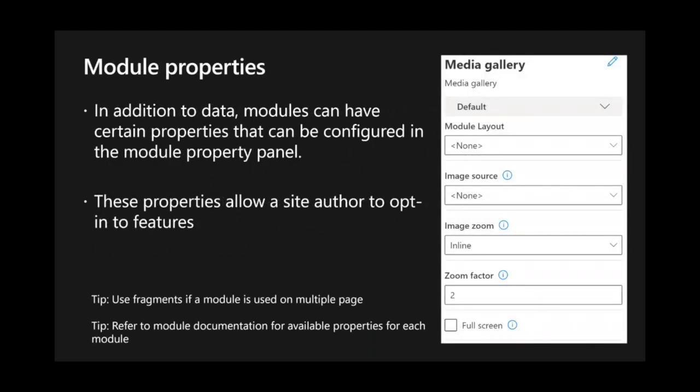Coming back to modules, we talked about the property panel when we talked about how data can be configured in it. In addition to data, modules can also have certain properties that can be configured in the module property panel. These properties allow a site author to opt into features. An example is the image gallery module, where we have image zoom. You can say, I want inline zoom or I want container zoom. You can define the zoom factor: 2x zoom, 3x zoom, 10x zoom, full screen, etc. Every module ships with a collection of properties. I recommend you refer to the module documentation to learn more about what properties are available.